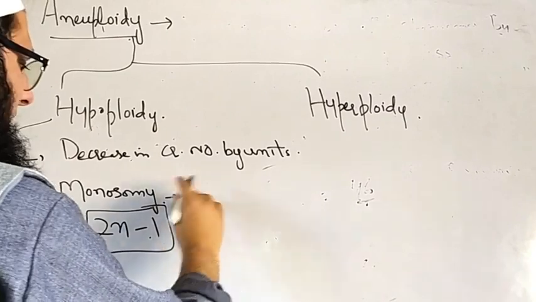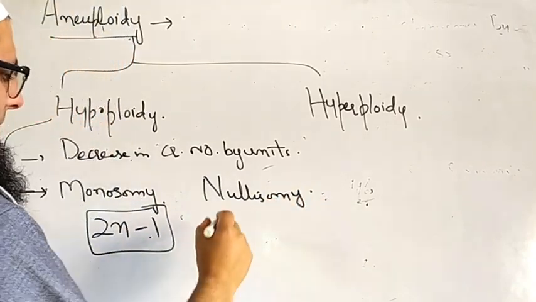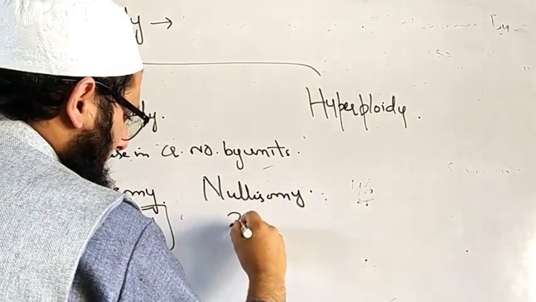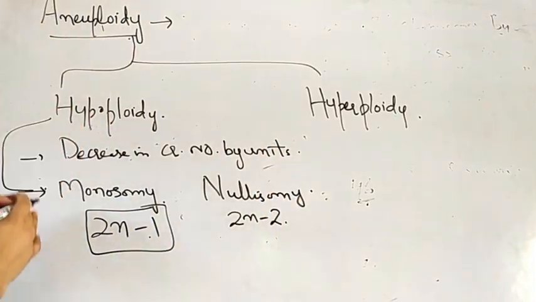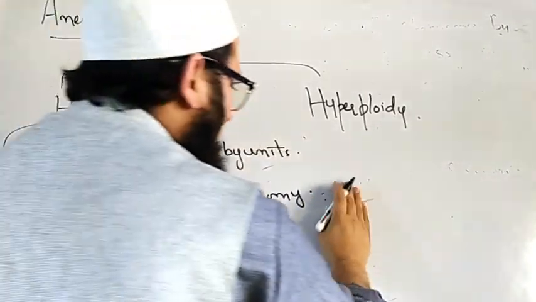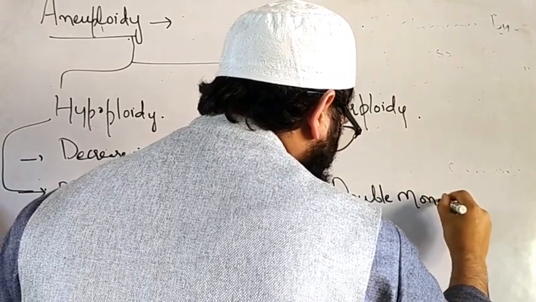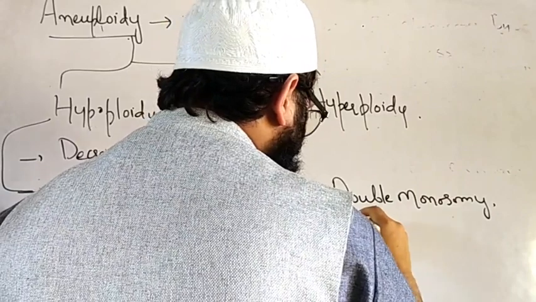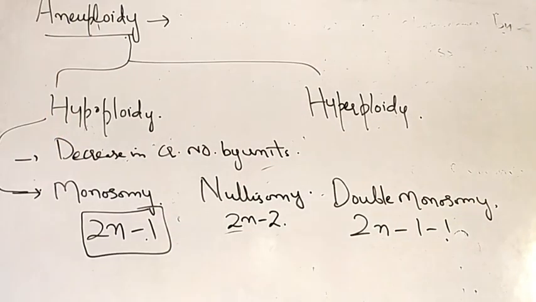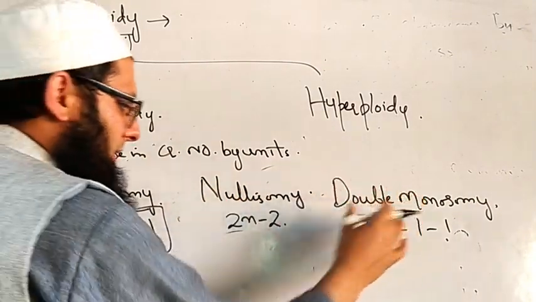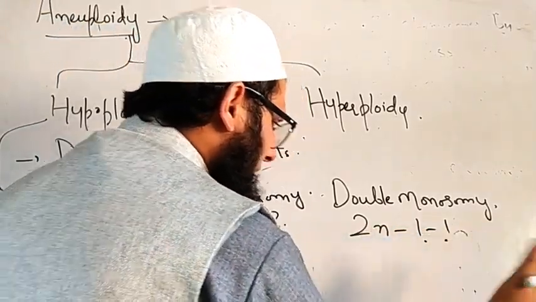Sometimes we can have another condition called nullisomy. In nullisomy, two chromosomes are lost, 2n minus 2. We are discussing Hypoploidy. Monosomy, nullisomy, and we can also have double monosomy. In double monosomy the condition will be 2n minus 1 minus 1. So we have nullisomy and double monosomy. In both cases we are losing two chromosomes.